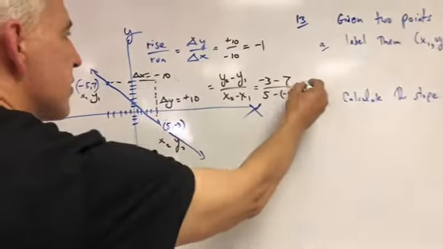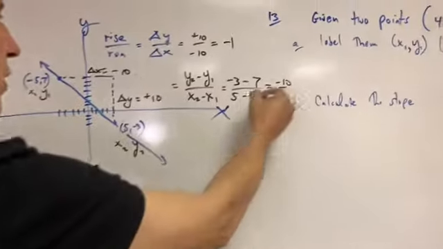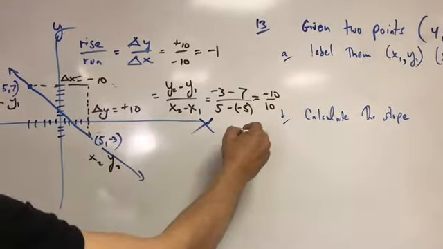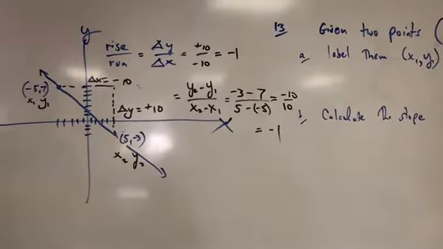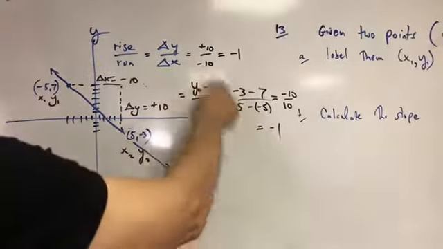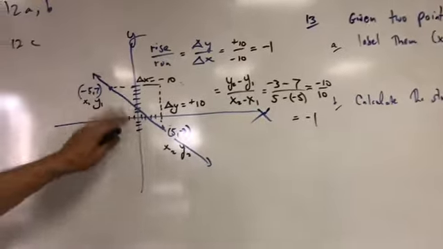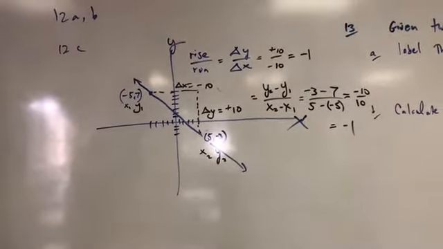You need to know your integers. -10 over 5 plus 5, because that's negative times a negative, and this is equal to -1. Ta-da! Just like this one. They're just 2 different ways of finding the same thing. That's how you can calculate slope from 2 points in a graph.